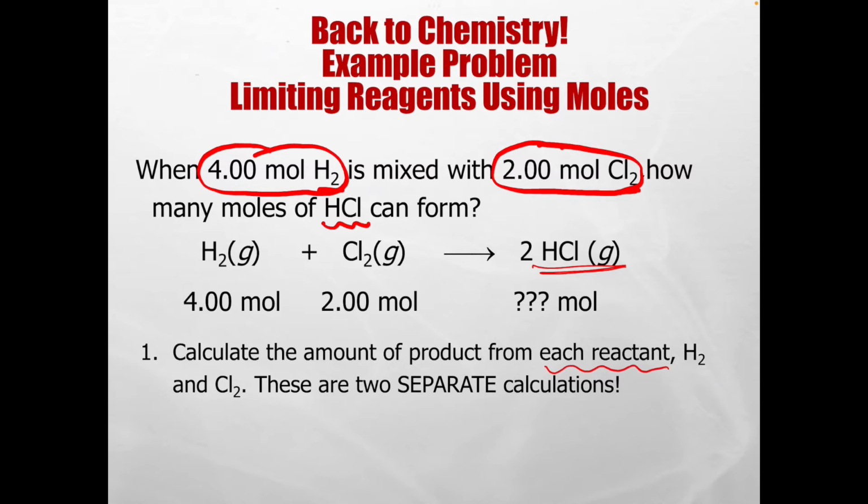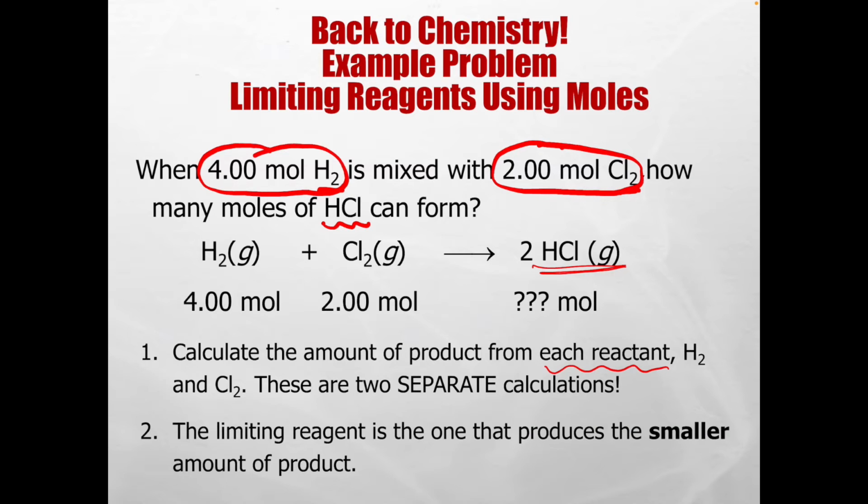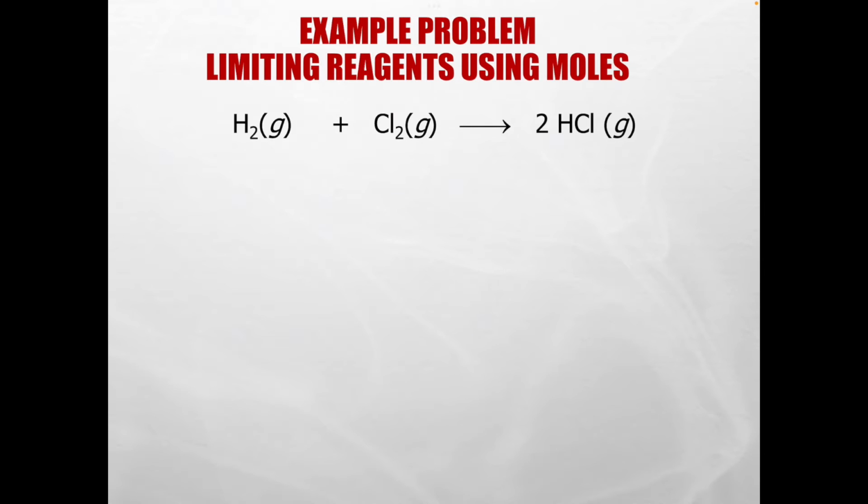This is very similar to the problem we were just doing with nitrogen and hydrogen to make ammonia. We did 2 separate calculations to see how many ammonia molecules we could make. Same thing here. We're going to do 2 separate calculations to see how many moles of hydrochloric acid we can make. The limiting reagent is going to be the one that produces the smaller amount of product. Just like in our last example, our limiting reagent was hydrogen because it produced a smaller amount of ammonia molecules.